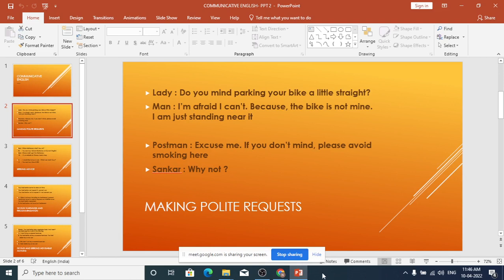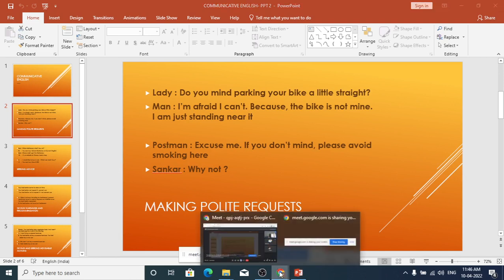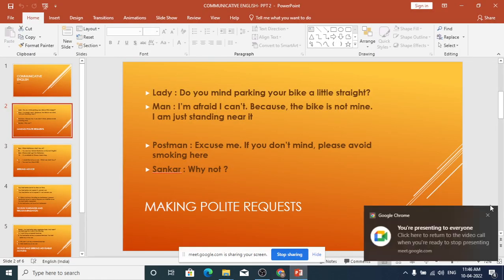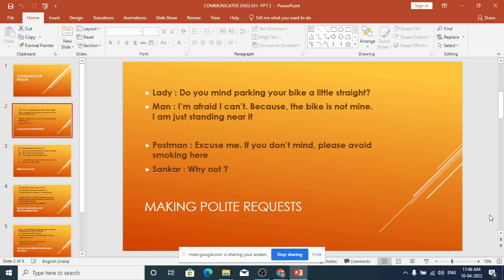One of you can read this. Abhinesh, can you read this? Yeah. Lady, do you mind parking your bike a little straight? Yes. Next.